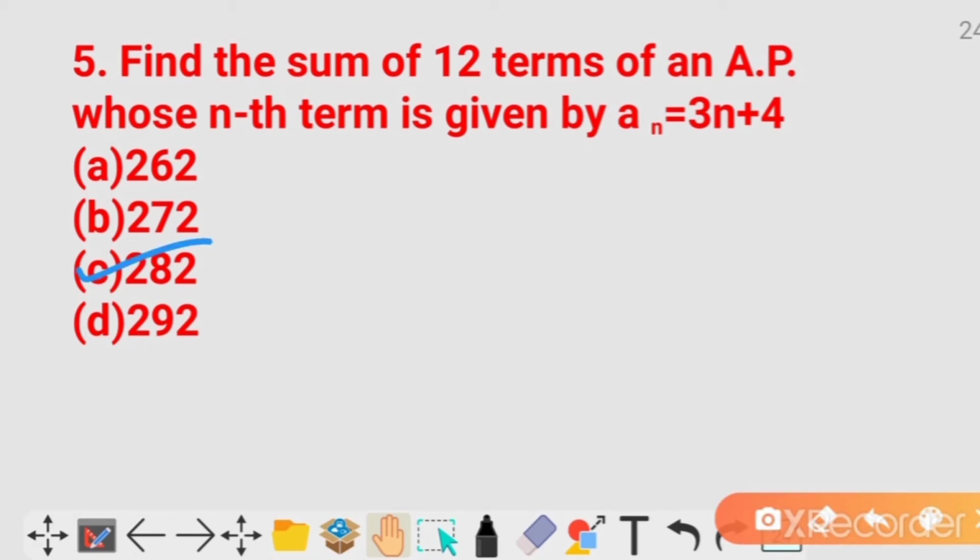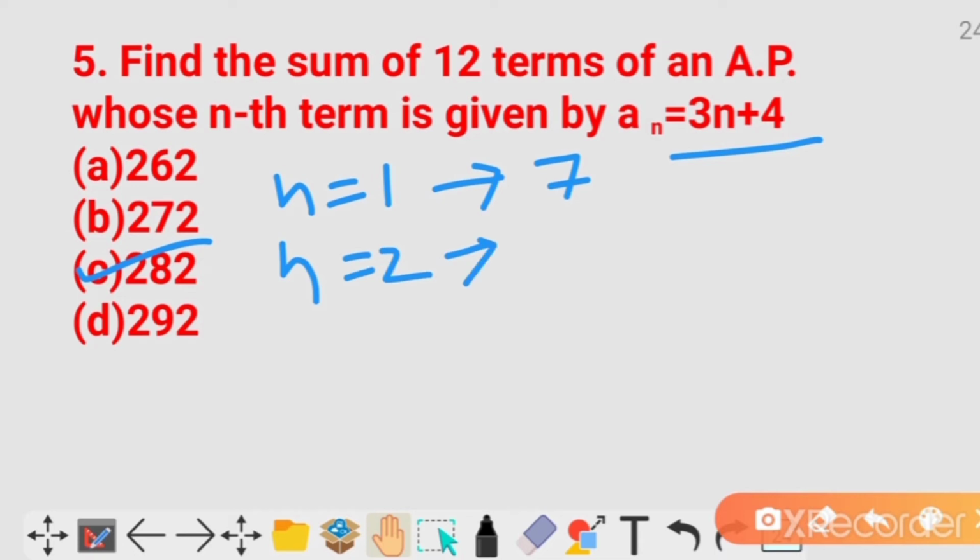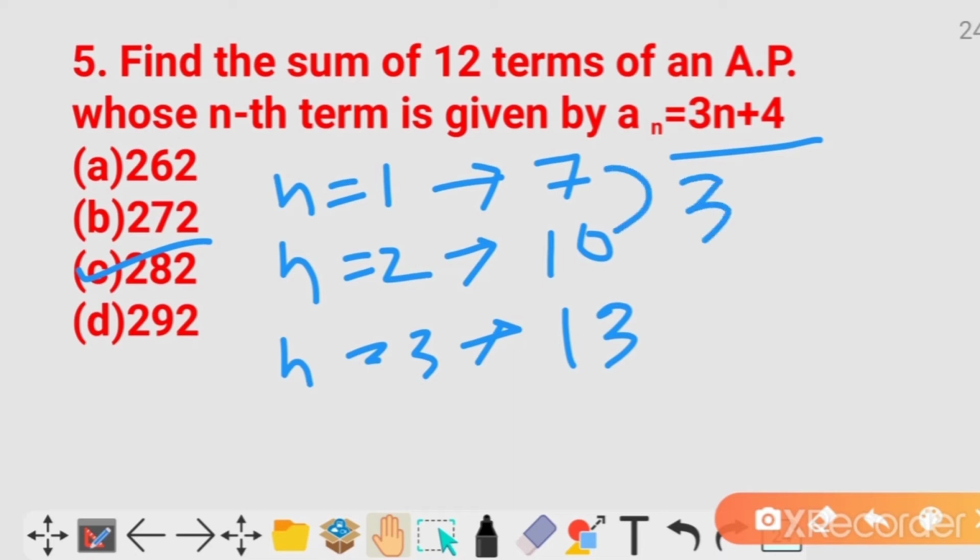So how do you solve this? Here an equals 3n plus 4. If we put n equals 1, the term will be 7. If we put n equals 2, the second term will be 10. Similarly, n equals 3 will have 13.